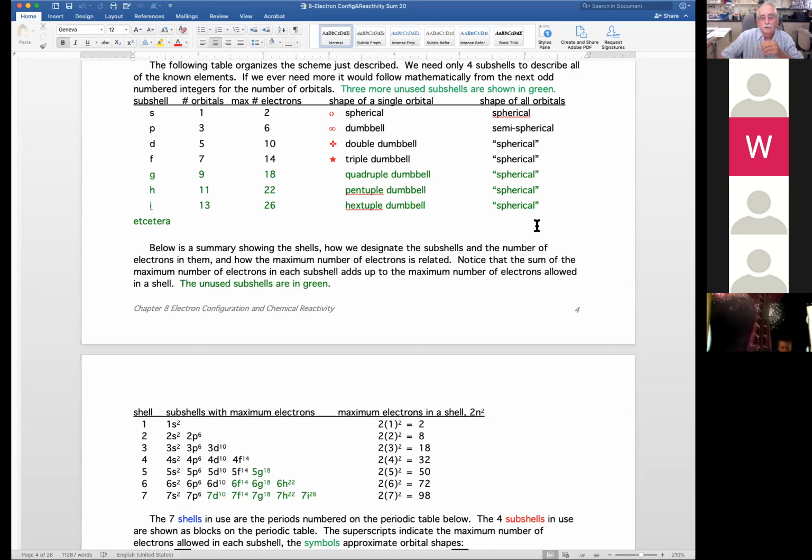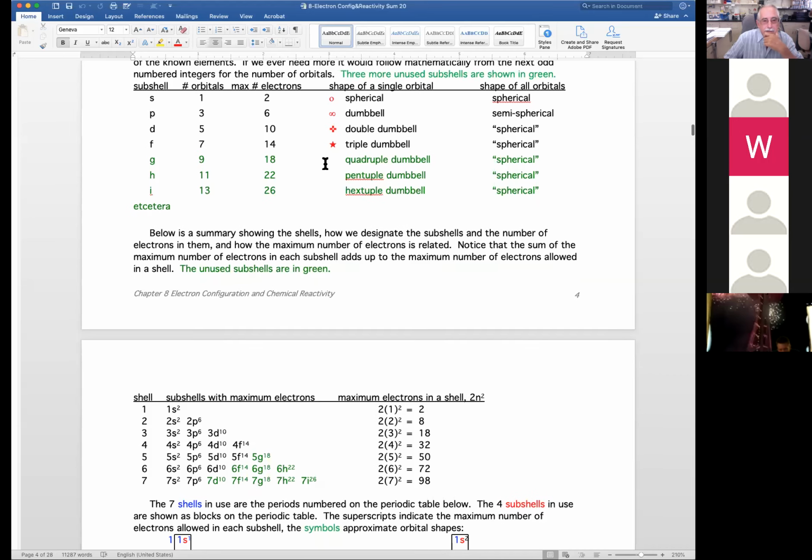And so we get into the situation now where we're comparing the energy of an F and, say, a D. Well, guess what? Those are different animals. It's really hard to compare electrons in this kind of orbital compared to this kind of orbital. So all the ones that we don't need, I put in green.